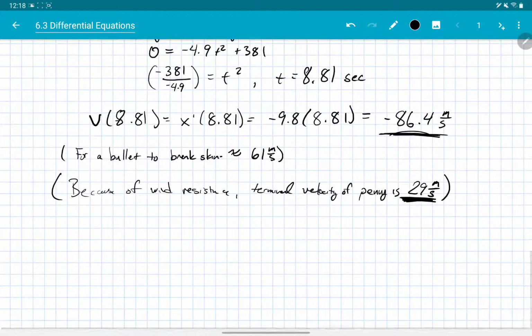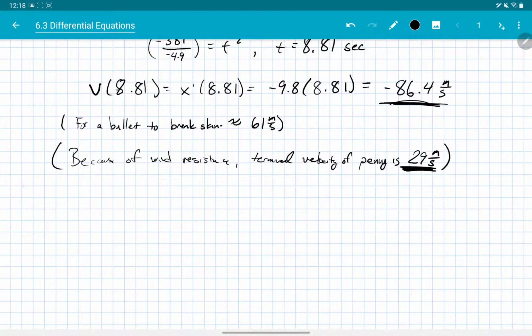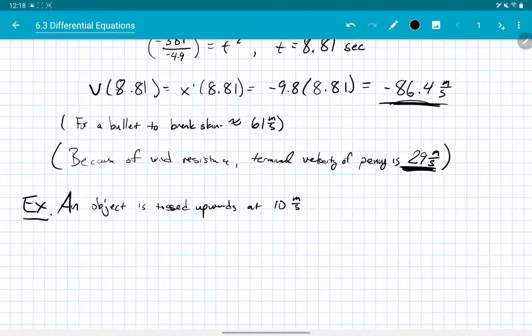Okay, let's do another one of these motion problems. These are kind of ubiquitous in physics. All right. An object is tossed upwards at 10 meters per second, 2 meters from the ground. Find its highest point.